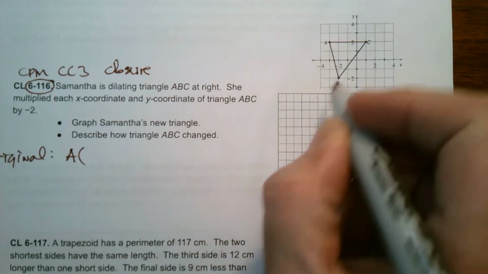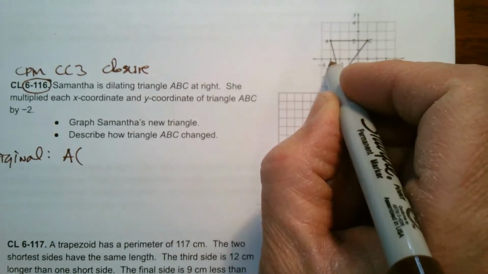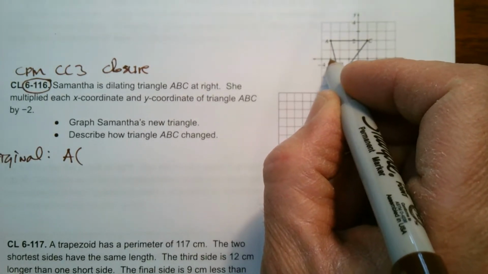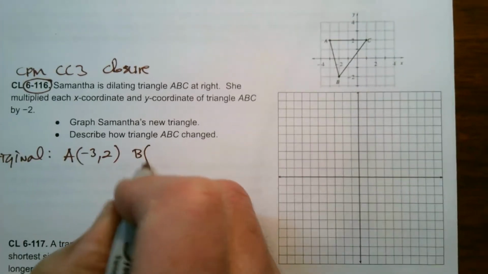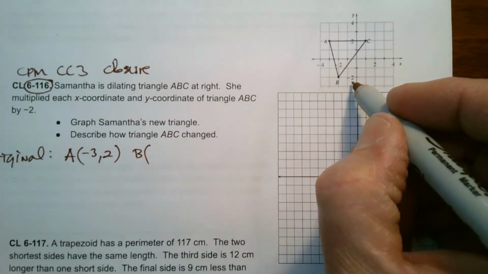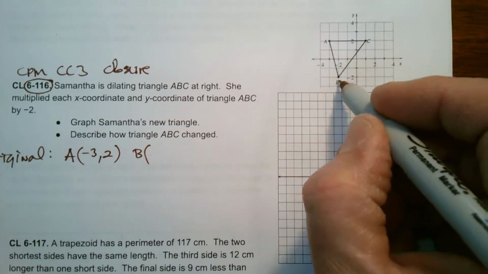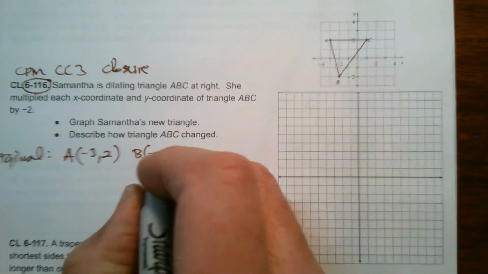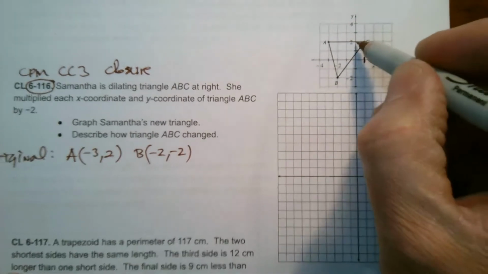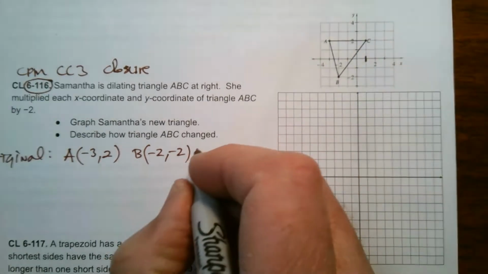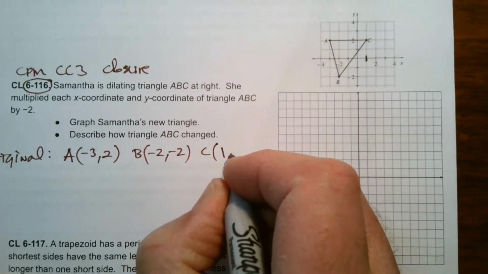So A, if we look at where it's at, that looks like it's at (-3, 2). And B, where x is -2 and y is -2. So that's (-2, -2). C is where x is 1 and y is 2. So that would be at (1, 2).